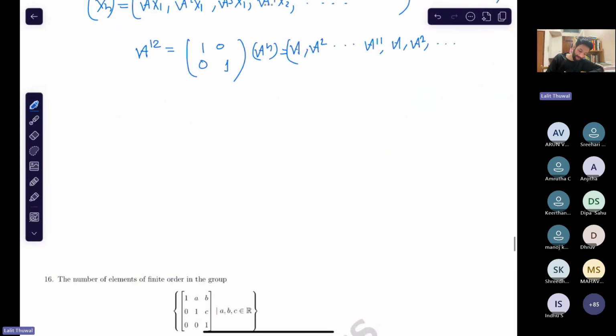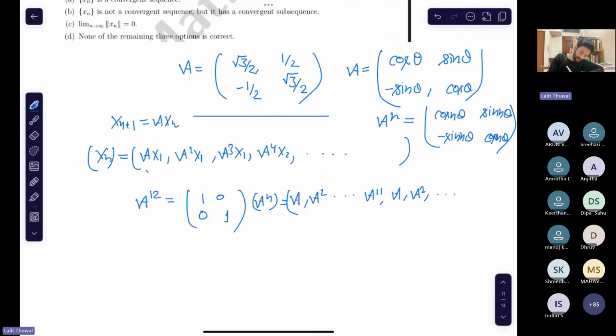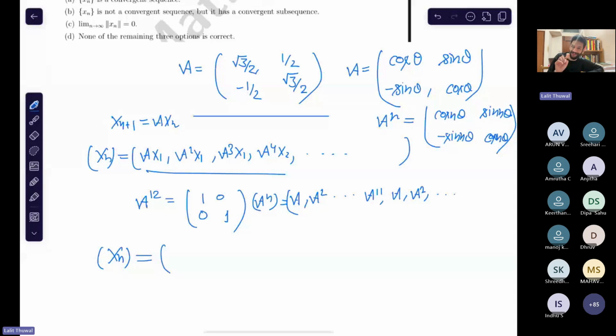So now what happens to this sequence xn? I did not read the options. Okay, they are asking about the convergence. That's why I'm finding this. So we have got this sequence, which looks like this.